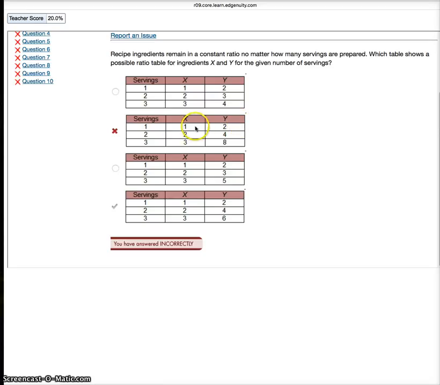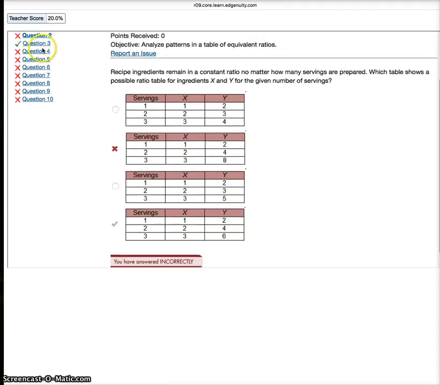If we look at this one, which is the answer you selected, 1 to 2 is 1/2. 2 to 4, that's the same as 1/2. So far you're good. 3 to 8 is not 1/2. So we're looking for equivalent ratios in this one. If we go further down to the correct answer, it's 1 to 2, 2 to 4, 3 to 6. These are all the same ratio. They all equal 1/2.